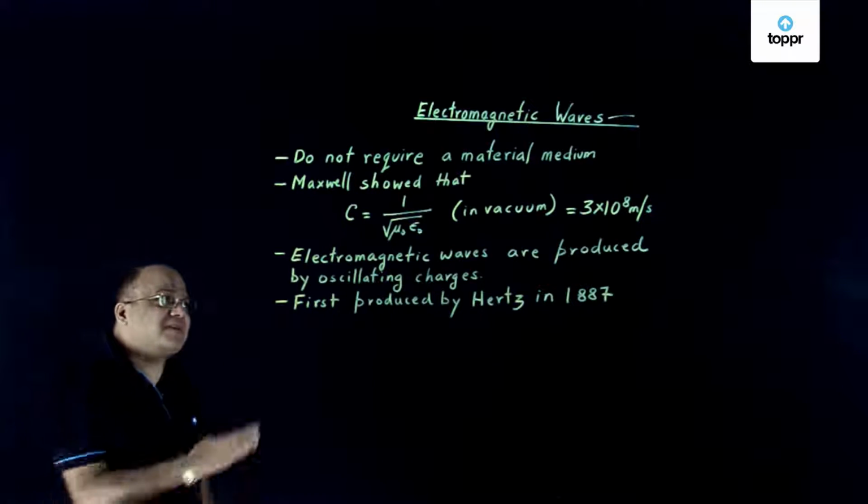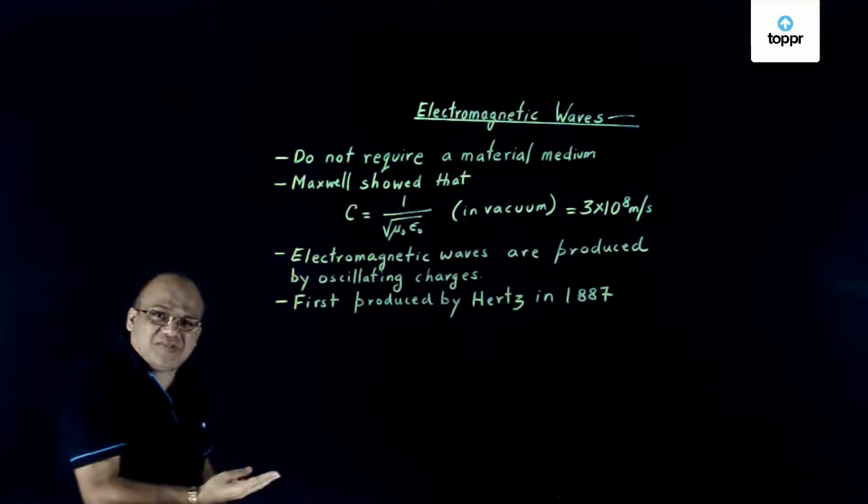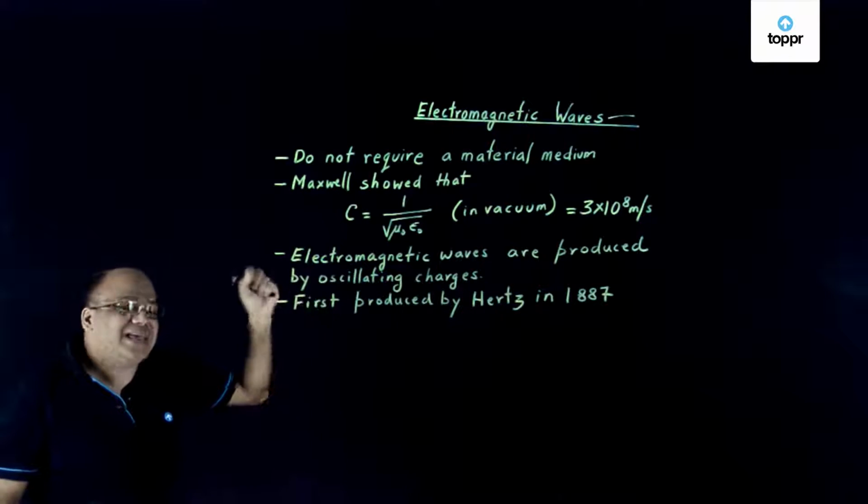The first time electromagnetic waves were produced in the lab was by Hertz in 1887.